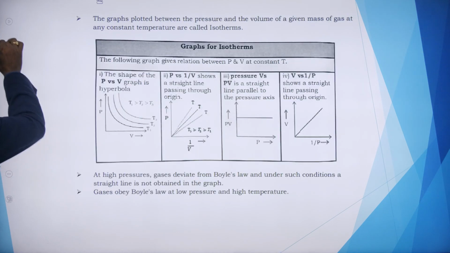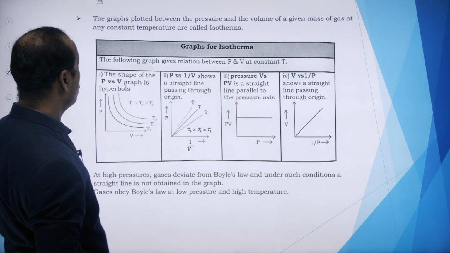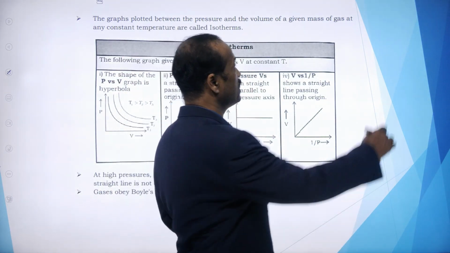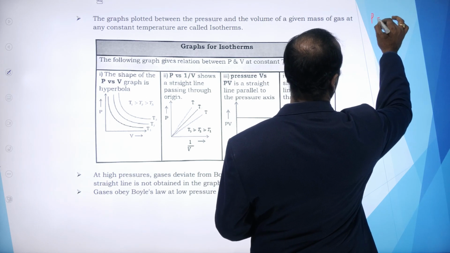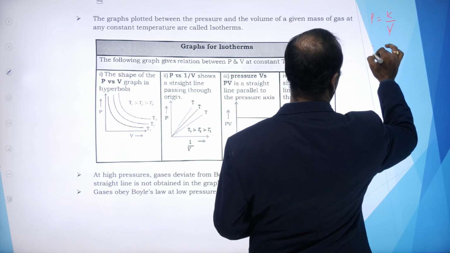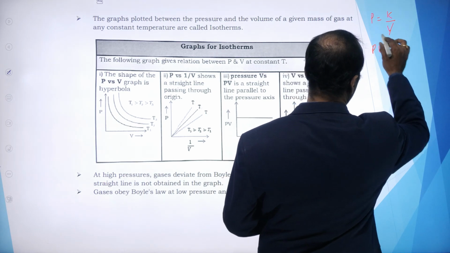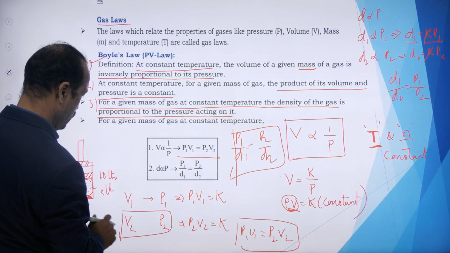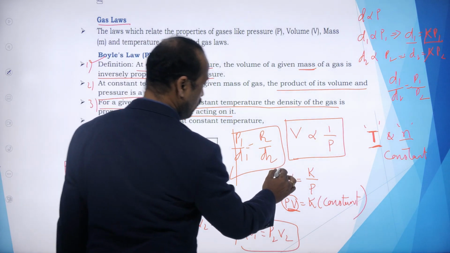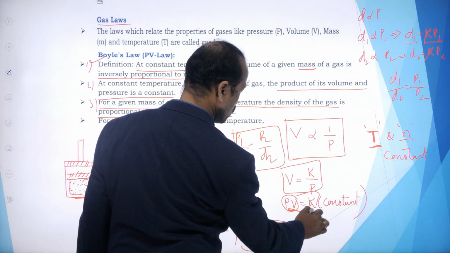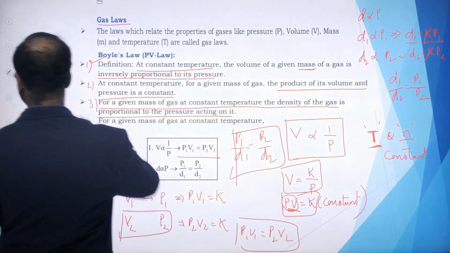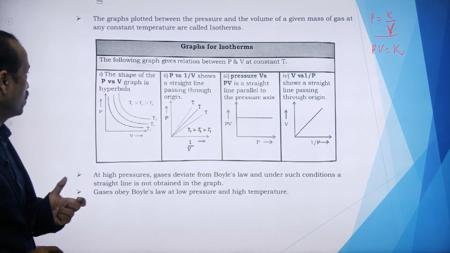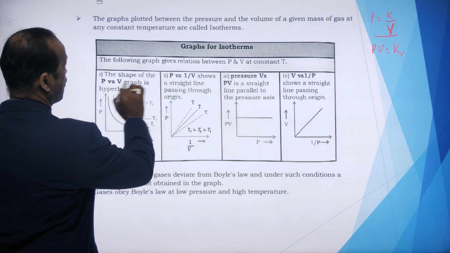Clear? Now, this is very important. So this Boyle's law, PV is equal to constant. So how many equations do we have here? First one, P is equal to K by V or PV is equal to K. Two equations we had in the previous slide, right? V is equal to K by P or PV is equal to constant, right? So if we plot these values on a graph, what will you get? These are the graphs, students.